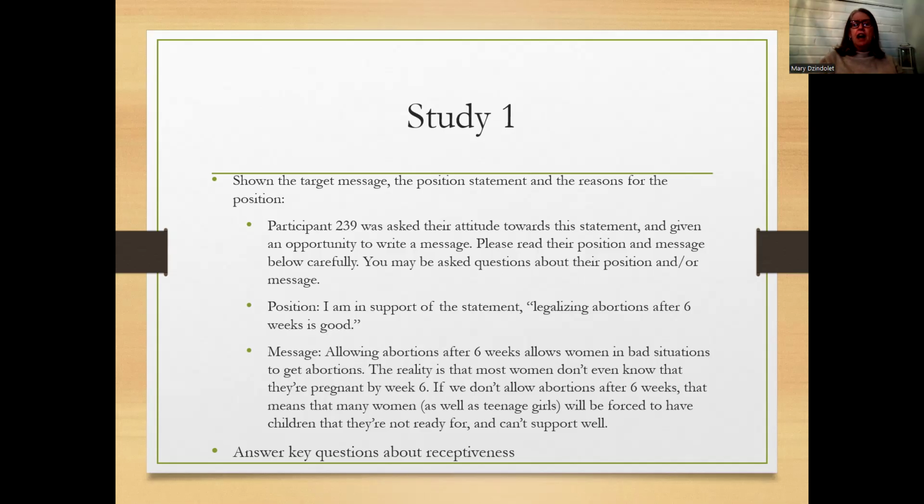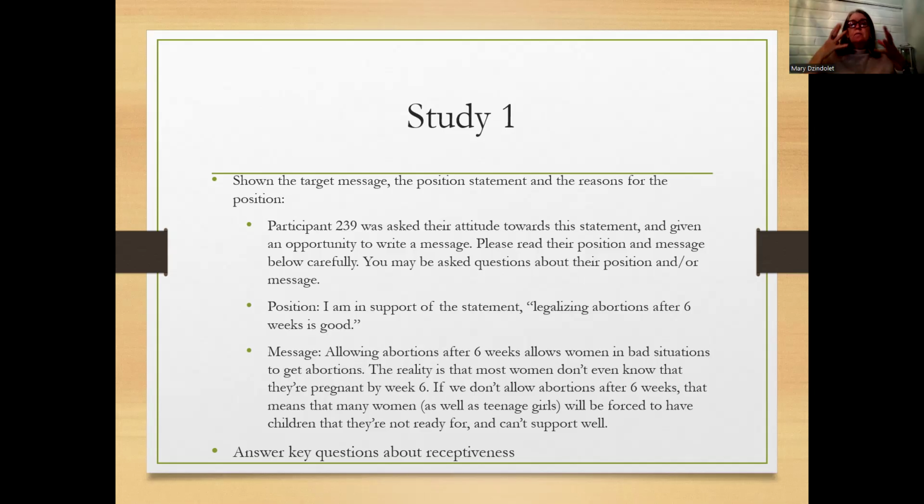Their position is, "I am in support of the statement, legalizing abortions after 6 weeks is good." And the message is, "Allowing abortions after 6 weeks allows women in bad situations to get abortions. The reality is that most women don't even know that they're pregnant until week 6. If we don't allow abortions after 6 weeks, that means that many women, as well as teenage girls, will be forced to have children that they're not ready for and can't support well." Now, remember, this would be given to someone who is pro-life. In other words, someone who does not think legalizing abortions after 6 weeks is good.